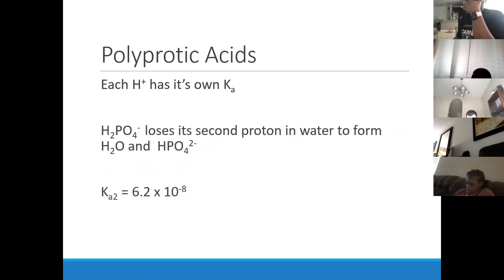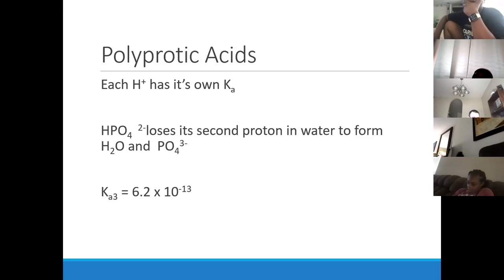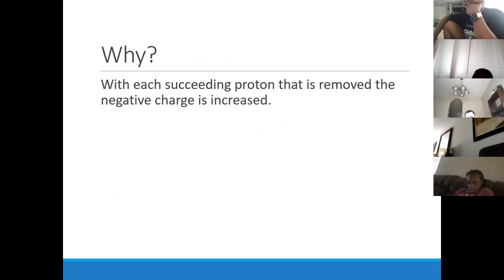I take the second proton off. The Kas go down because it gets more and more difficult to take a proton off of the acid. And taking the third one is even more difficult. With each succeeding proton that's removed, the negative charge on the molecule is increased. So because the negative charge is increased, it gets harder and harder to take the H away from the subsequent anion.